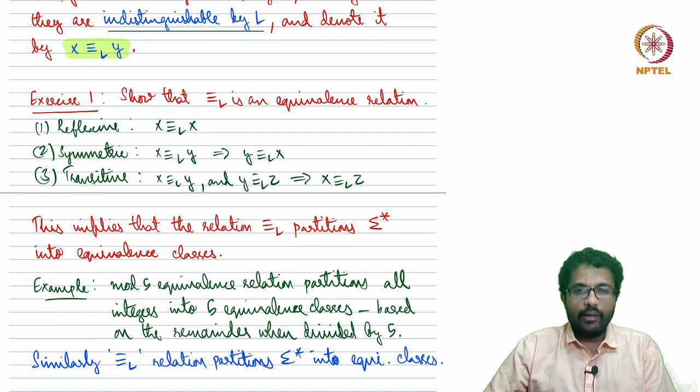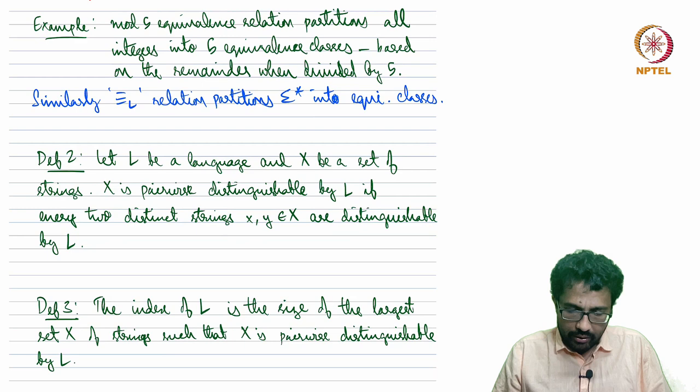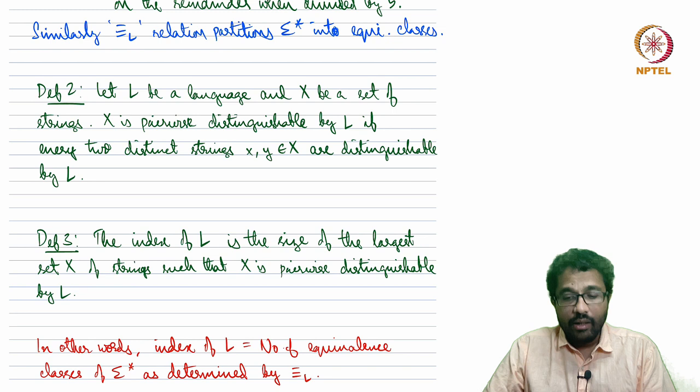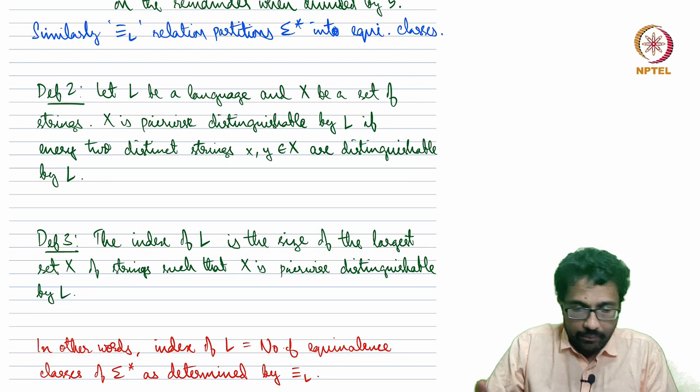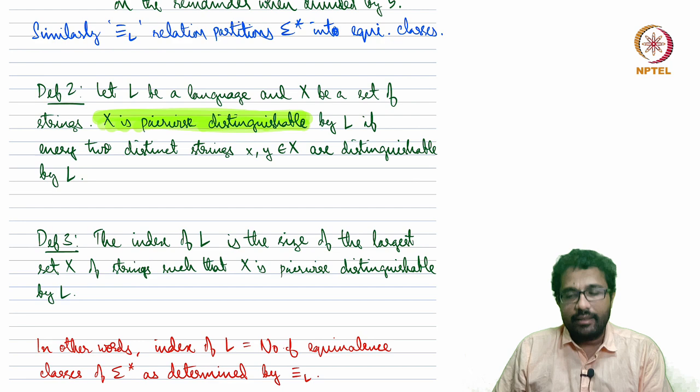being not distinguishable is an equivalence relation, and that equivalence relation partitions the entire set of strings into equivalence classes, right? So now two more definitions. Suppose L is a language. Again, I am not insisting that L is regular, and X is some set of strings. The definition is pairwise distinguishability. We say that X is pairwise distinguishable by L if any two distinct strings in the set X are distinguishable.